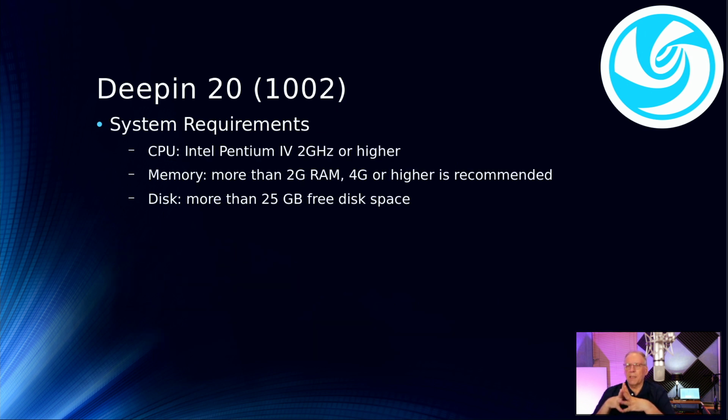System requirements are an Intel Pentium 4, 2 gigahertz or higher. Memory, more than 2 gig of RAM, 4 gig is recommended, as most of the time, as we talk about those, the graphical user interfaces in Linux require at least 4 gig if you want to do anything with it. The disk will take, they say, 25 gigabytes of free disk space. However, I noticed on the install, and I'll show you that when we do that today, I guess we'll do this on a virtual machine, and I'll put it as 25 gig to start with, and I'll show you the error message you get when you try to do that.